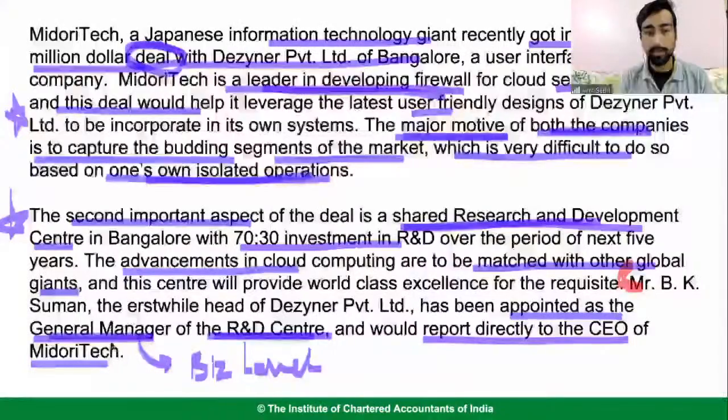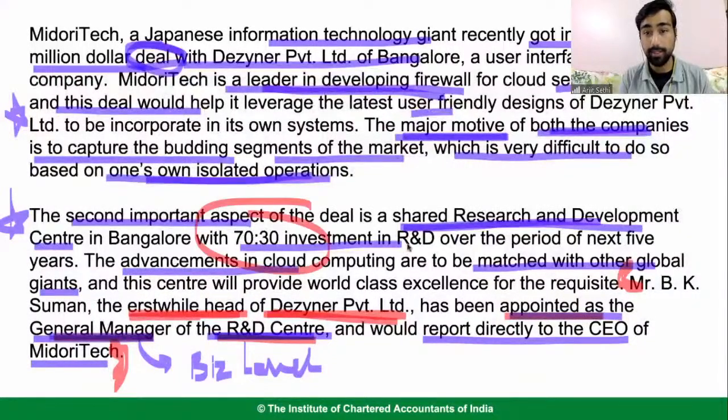So Mr. BK Soman, okay, what is happening is, he's the erstwhile head of Designer Private Limited. He is the erstwhile head, means he's currently the head of this company and has now been appointed as the general manager of the R&D center, जो यहाँ पे R&D center खोल रहे बैंगलोर में, right? उस R&D center के general manager बन जाएंगे, okay? And would report directly to the CEO of Midori Tech, right? He will report directly to the CEO of Midori Tech. That means कि अगर he is directly reporting to CEO, that means he is a corporate level manager, okay?